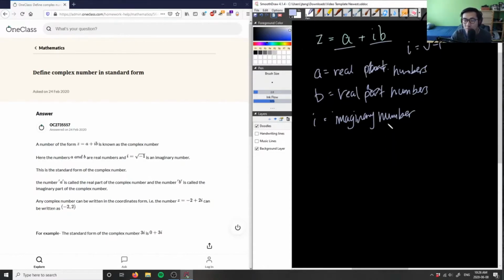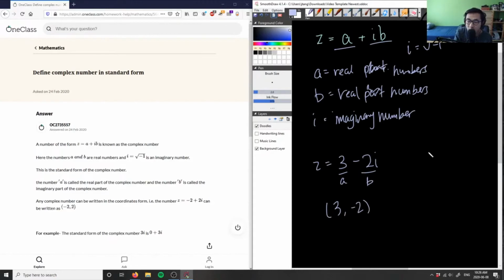So for example, if I were to write, let's say, z equals 3 minus 2i. Well, I know that this here is a complex number in standard form. And I can break this down into our real parts, right? So if I were to plot this, this guy here would be a. This guy here would be b. So in coordinate form, this one would be 3 and -2.